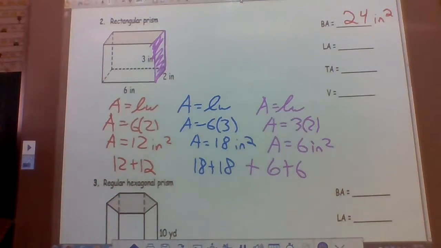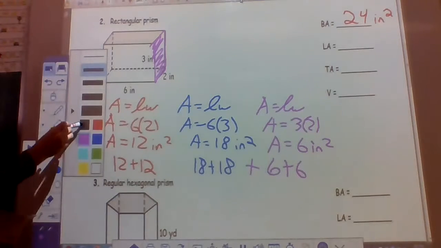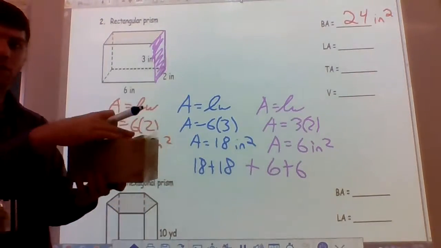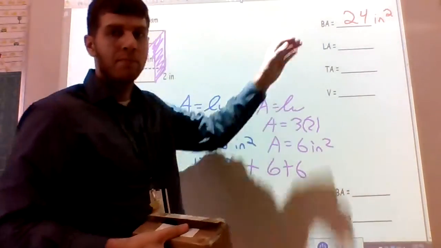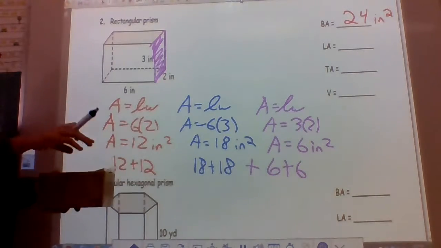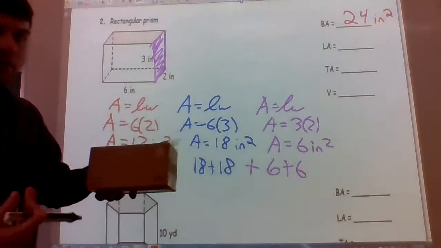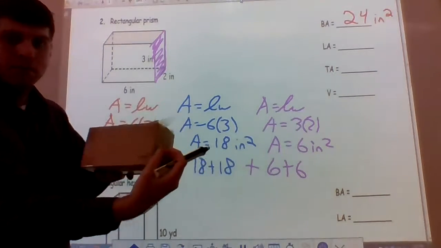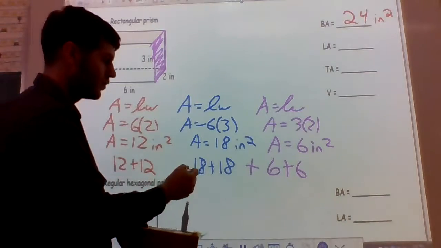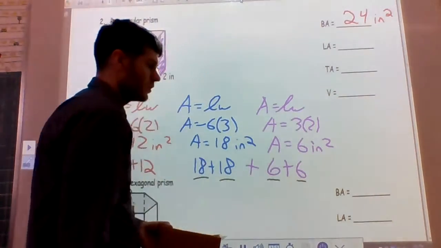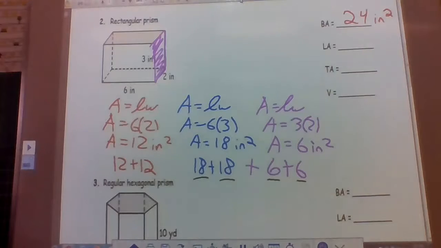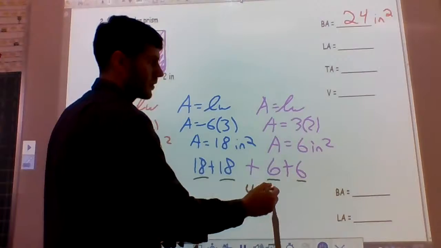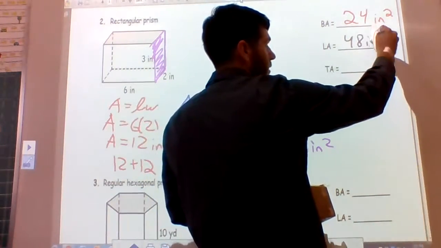If we want to find the total lateral area, we take the front. So the bases were the top and the bottom. They were 12 and 12. And that's where we got the 24 from. Okay, 12 inches squared on the bottom, 12 inches squared on the top. Then the four lateral sides were 18 in the front, 18 in the back, 6 on the right, 6 on the left. So we have 4 lateral faces, 2 are 18, 2 are 6. If we add those together, we get 36 plus 12, which is 48. Okay, so our lateral area is 48 inches squared.